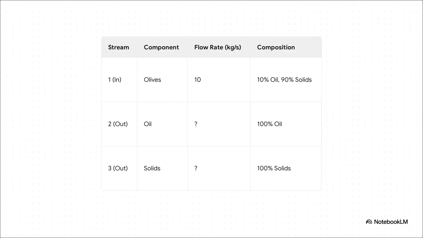Okay, and here's our flow chart, our blueprint. One stream going in, that's our 10 kilograms per second of olives. It goes into the extractor box, and two streams come out. One is pure oil, and the other is pure solids. Our job is to figure out the numbers that go where those two question marks are.